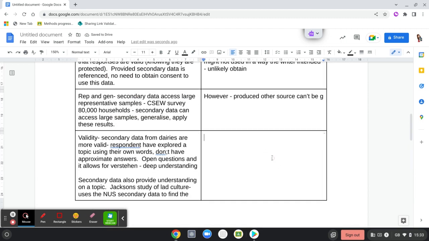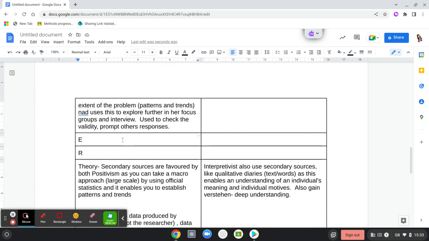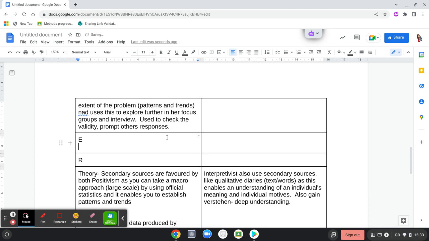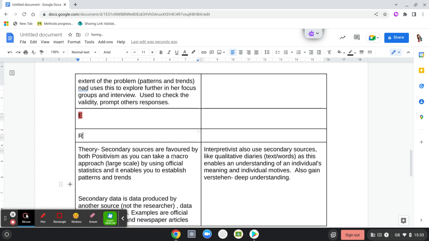Again, just going to make a note here. However, any secondary data that originally used closed questions are less likely to be valid, as you have to approximate answers. I know I'm repeating the same point there, but just to stress it a little bit. Okay, I've given two studies and I've incorporated the item, so don't do it as a paragraph.